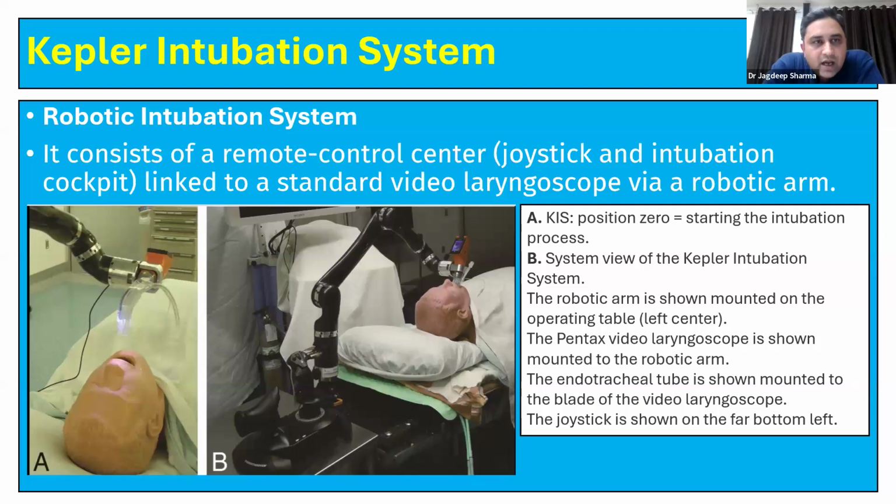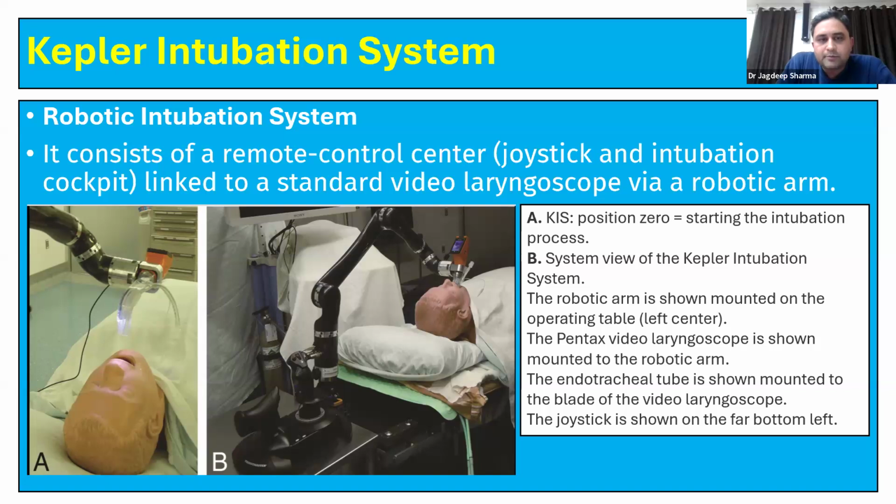Another application in robotic system is the Kepler intubation system. This Kepler intubation system consists of a remote control center. We can see the joystick, intubation cockpit, which is linked to a standard video laryngoscope via a robotic arm. In image A, we can see the Kepler intubation system in position 0, starting the intubation process. The video laryngoscope is attached there.